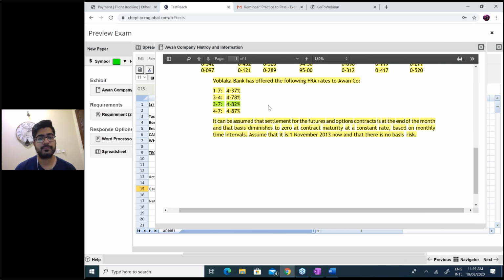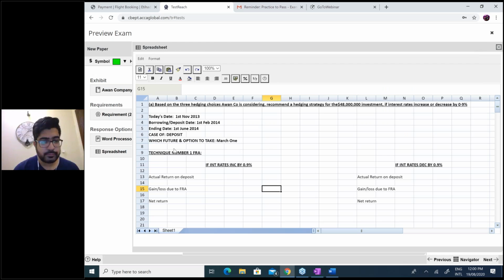This green highlighted one. Why? Again, this is not possible to do without looking at the dates. That's why I wrote the dates first. Today's date is 1st November. I plan to borrow or deposit on 1st Feb. So after 3 months till 1st June. 1st Feb to 1st June is 4 months. So after 3 months for 4 months, the relevant FRA is 3-7 at 4.82%.